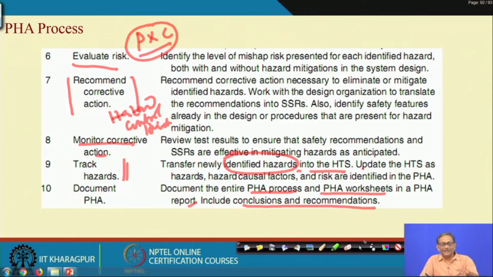So, these are guidelines on how to do PHA. Obviously these are descriptive. Once you read further, you will know what the things are, but please follow these steps, that is what is important here.